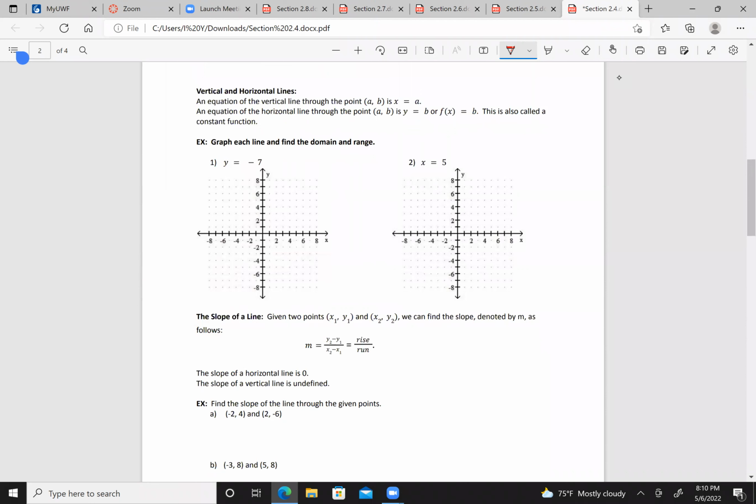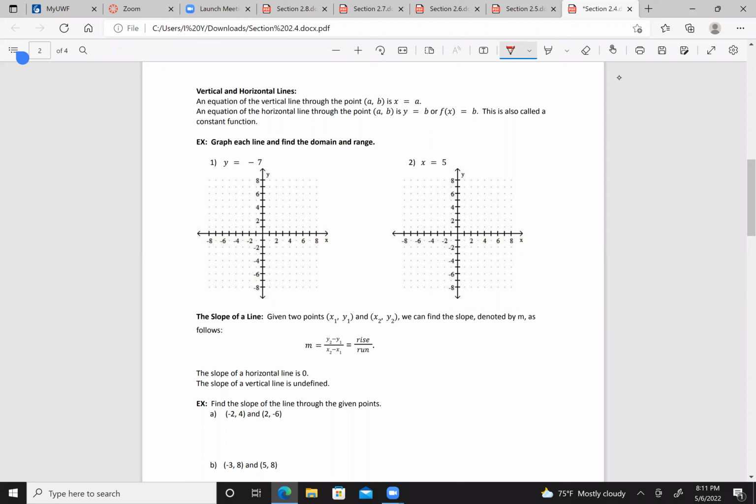Okay, so let's talk about vertical and horizontal lines. The equation of a vertical line through the point (a, b) is x equals a. An equation of a horizontal line through the point (a, b) is y equals b, or f of x equals b. It's also called a constant function.